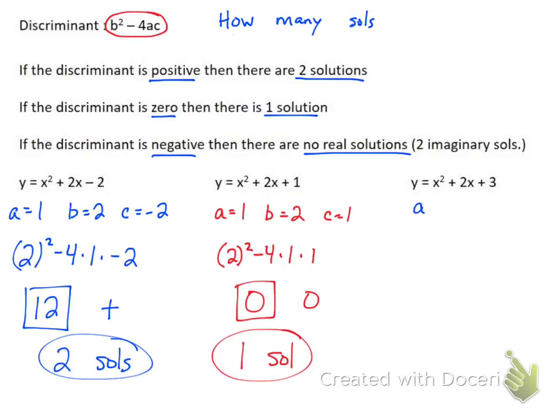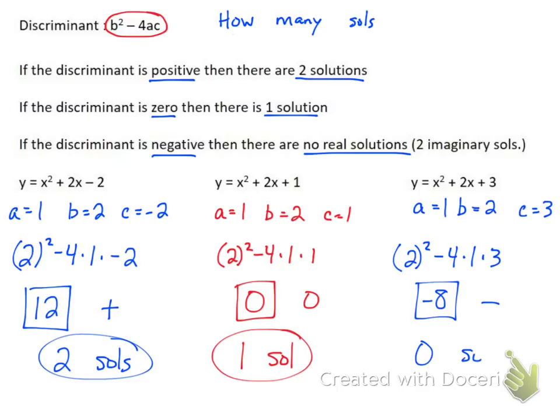And here I have a is 1, b is 2, c is 3. And so again, I get 2 squared minus 4 times 1 times 3. And I get negative 8. Again, negative 8 is a negative number, and so I have 0 solutions, or 2 imaginary solutions, if you want to think about it that way.